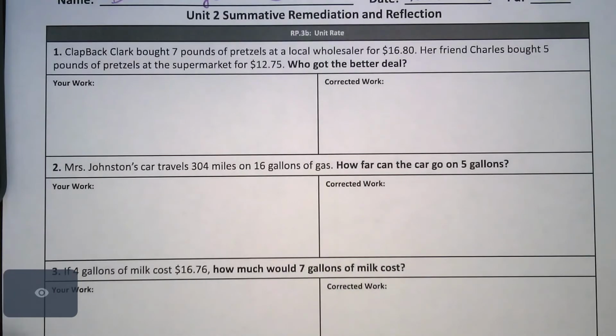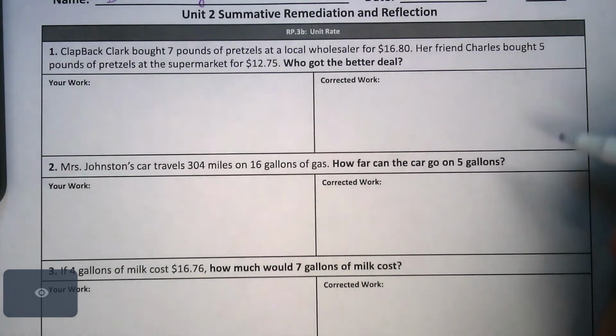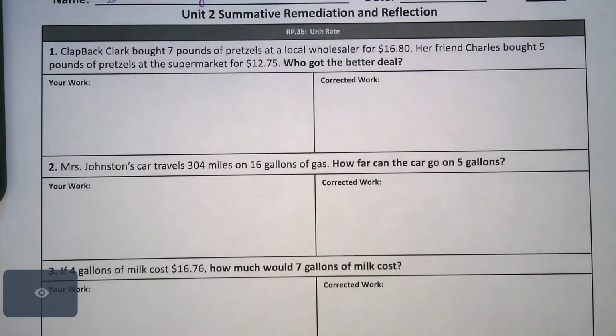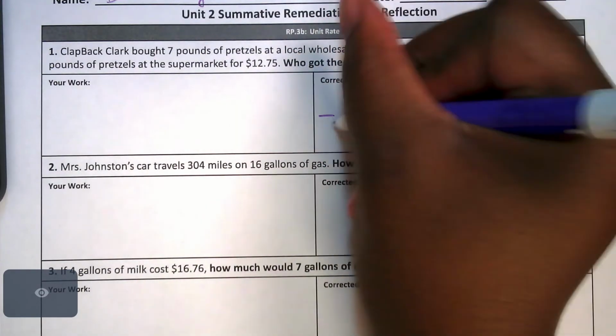It says, Clapback Clark bought 7 pounds of pretzels at a local wholesaler for $16.80. Her friend Charles bought 5 pounds of pretzels at the supermarket for $12.75. Who got the better deal? So we know how much 7 pounds cost, for example. I need to know how much 1 pound cost, right? So I'm setting up a unit rate for that.